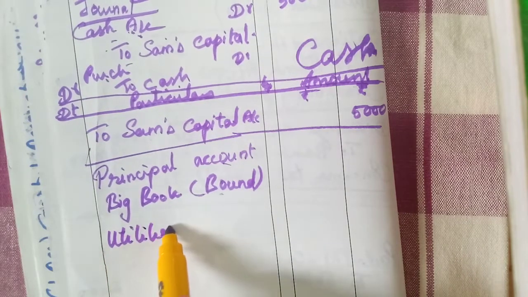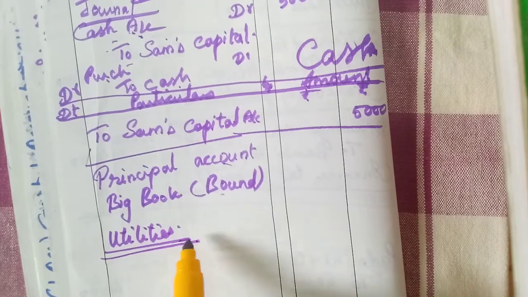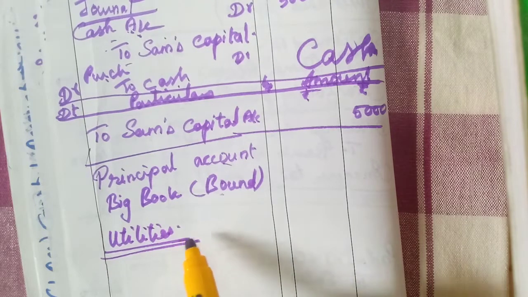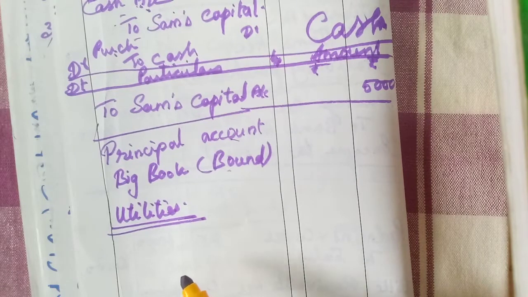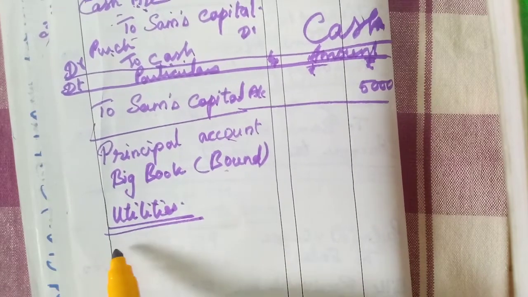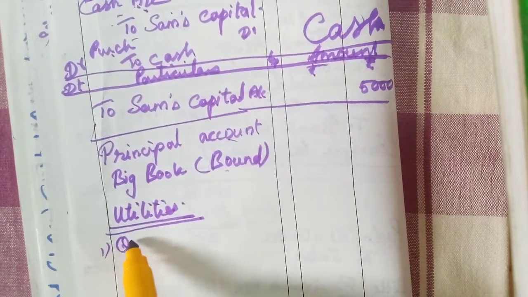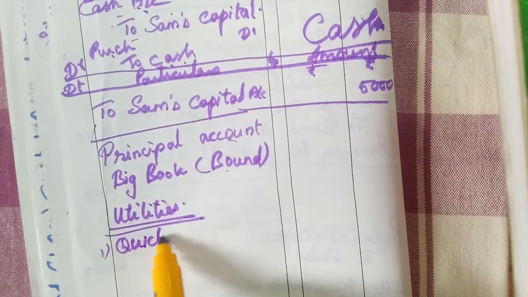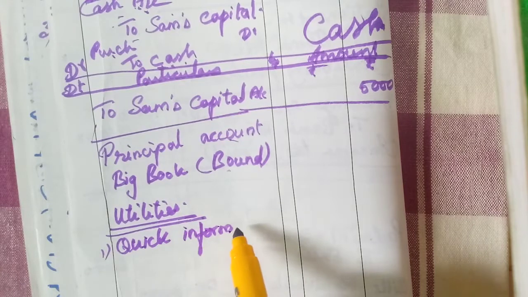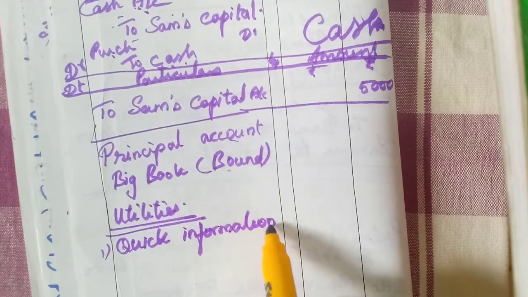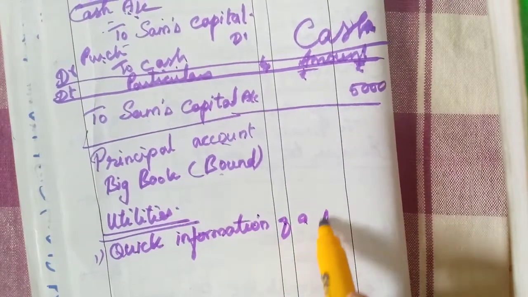What is the meaning of utilities? The benefits of ledger account. Okay, what are the uses of this ledger account? Here, quick information can be derived. Quick information of a particular account.